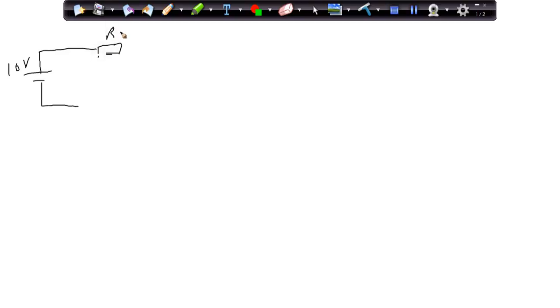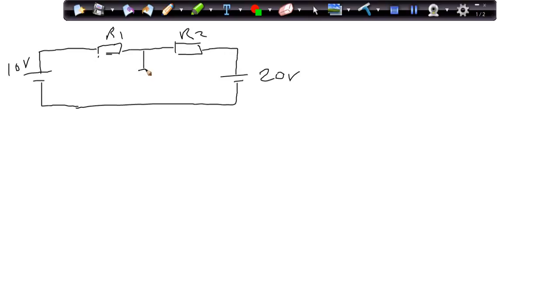We'll say that's R1. That could be R2. We'll have a second voltage in just to make it interesting. And we will connect that to that. And we will have a third resistor here, R3.